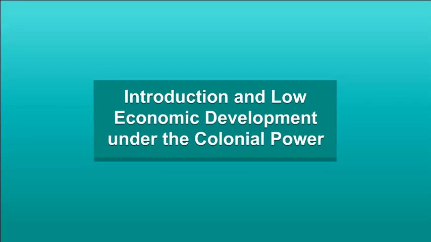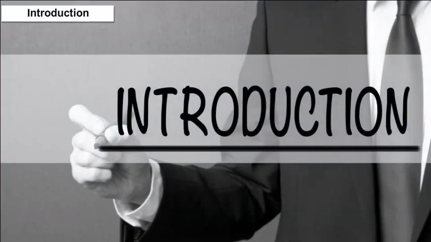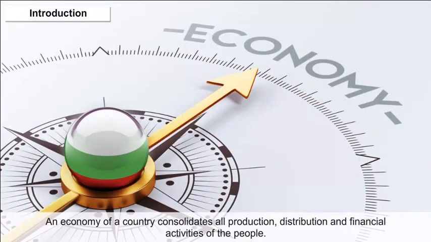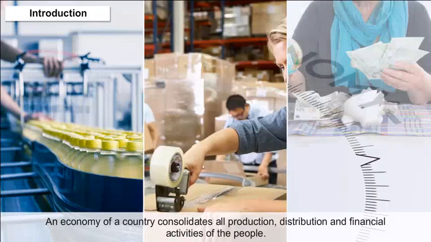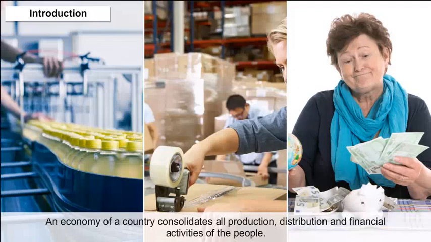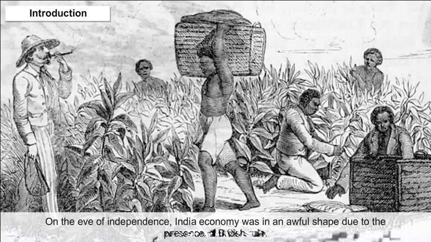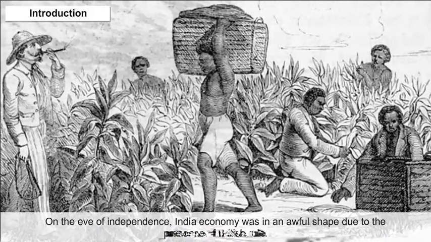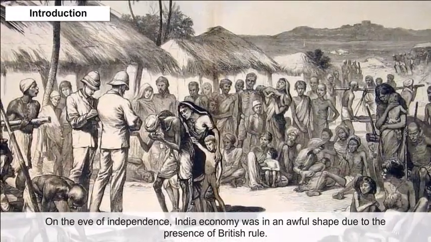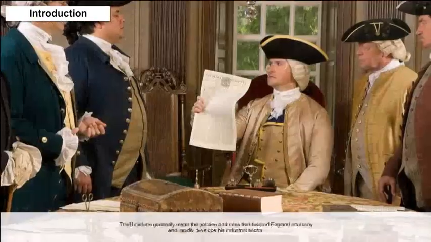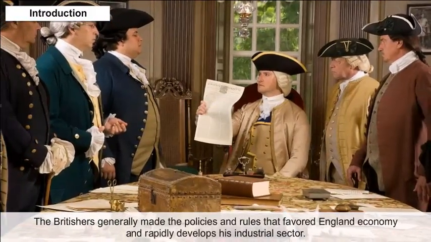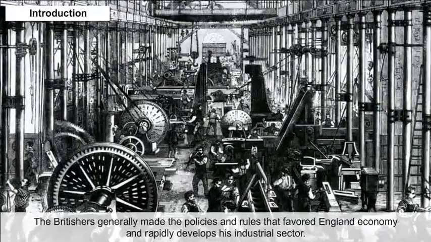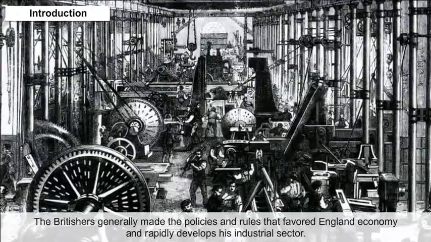Introduction and low economic development under the colonial power. Introduction. An economy of a country consolidates all production, distribution and financial activities of the people. On the eve of independence, India's economy was in an awful shape due to the presence of British rule. The Britishers generally made the policies and rules that favoured England's economy and rapidly developed its industrial sector.